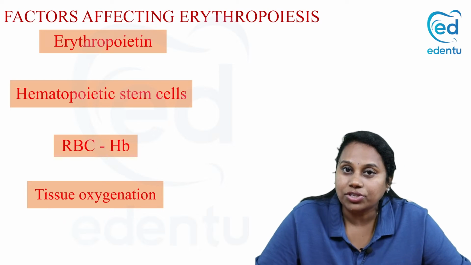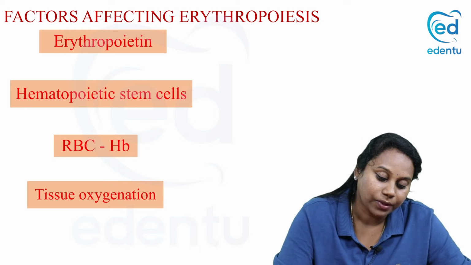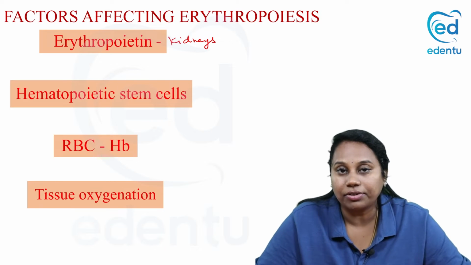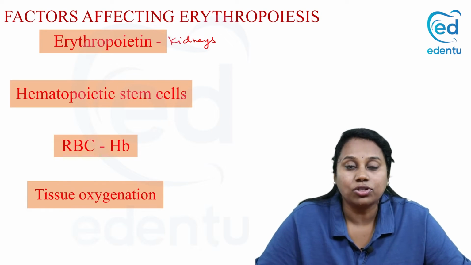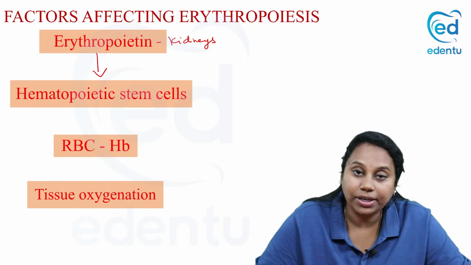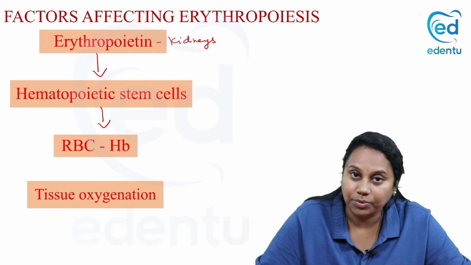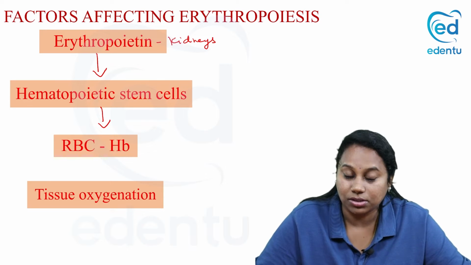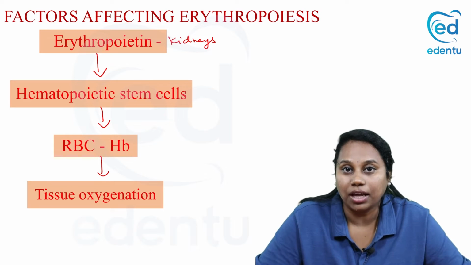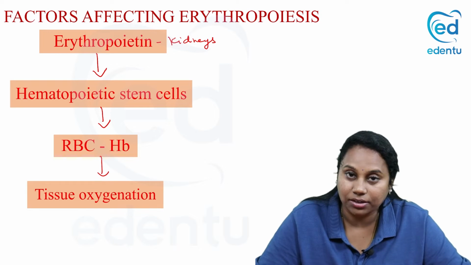What are the factors which affect erythropoiesis? Most important factor is erythropoietin. Erythropoietin is produced from the kidneys. So 90% of erythropoietin comes from the kidney and little is also produced by the liver. And this erythropoietin acts on the hematopoietic stem cells of the bone marrow to increase the production of RBCs and also hemoglobin concentration. And these RBCs travel with the help of hemoglobin throughout the system and they reach all the tissues and they oxygenate the tissues.